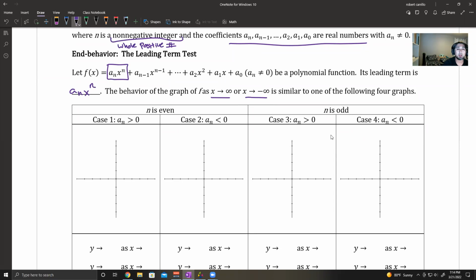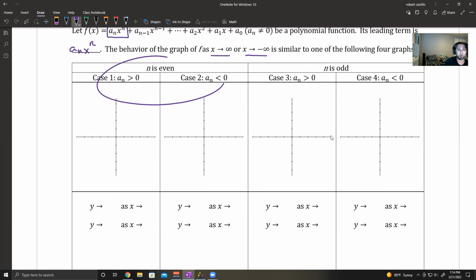Okay, so here we have four cases. Two cases where the degree is even and two cases where the degree is odd. So let's look at our first two cases. So up here, I'm going to put the word degree. The degree n is even. This means we have an even degree leading term. So an even degree polynomial would be something such as x squared, x to the fourth, x to the sixth, any even number, right? So these are all even degrees. These are all even powers.